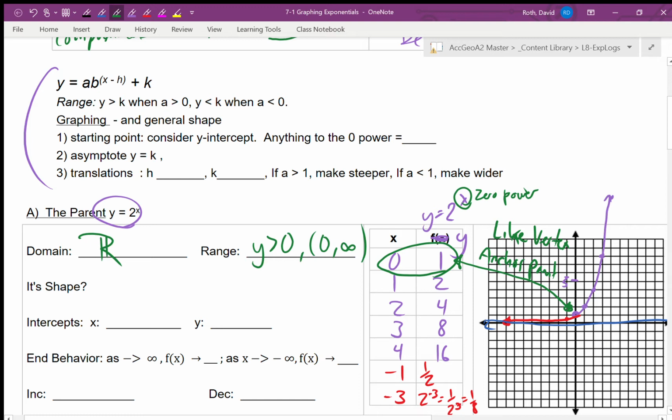What's its shape? I guess you just say it's asymptote on one side to exponential growth. There's no other way to say it. Intercepts. Do I have an x-intercept on this? Nope, none. Y-intercept? Yes, definitely. That's (0, 1), which in this case happens to be my anchor point.